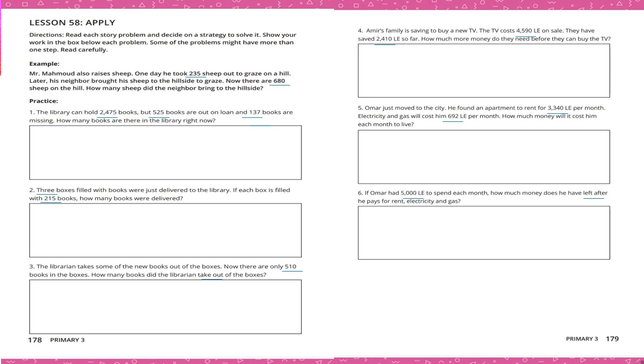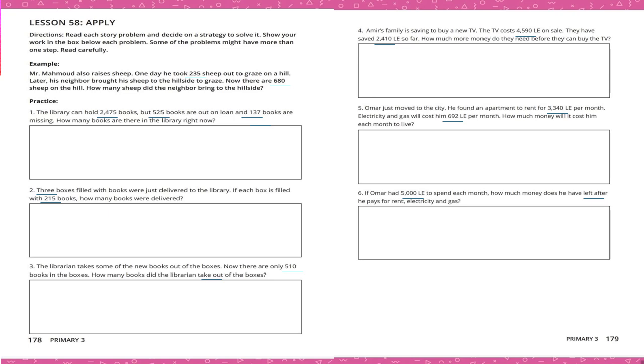Here we have two numbers. 235 is the number of sheep of Mr. Mahmoud, and 680 is the total of both sheep of Mr. Mahmoud and his neighbor. What shall we do to get the number of sheep of the neighbor? What shall we do? When I say 2 plus what equals 5? To get the missing number here, you should make subtraction. 5 minus 2 equals 3. So the missing number here is 3.